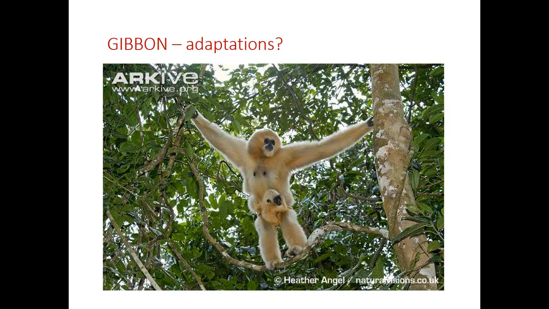This is a gibbon. What are some adaptations of the gibbon? Long arms. It's a mammal. It has a baby there, so it feeds its young with milk. It also has fur to keep it warm.